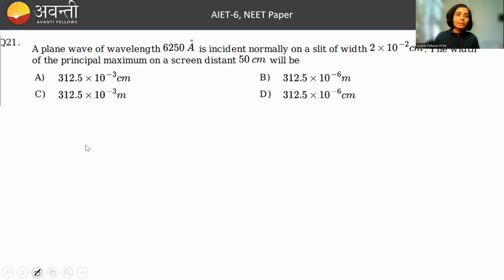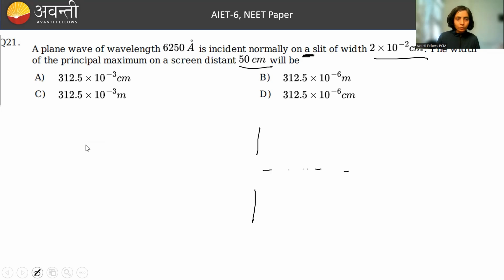Now this is the question. There is a plane wave of wavelength 6250 angstrom, and this is incident normally on a slit of width this much. The width of principal maxima on a screen distant 50 centimeter will be. So it's only talking about a slit. A slit is there. So there is a single slit. Yani ki this is a question of diffraction.